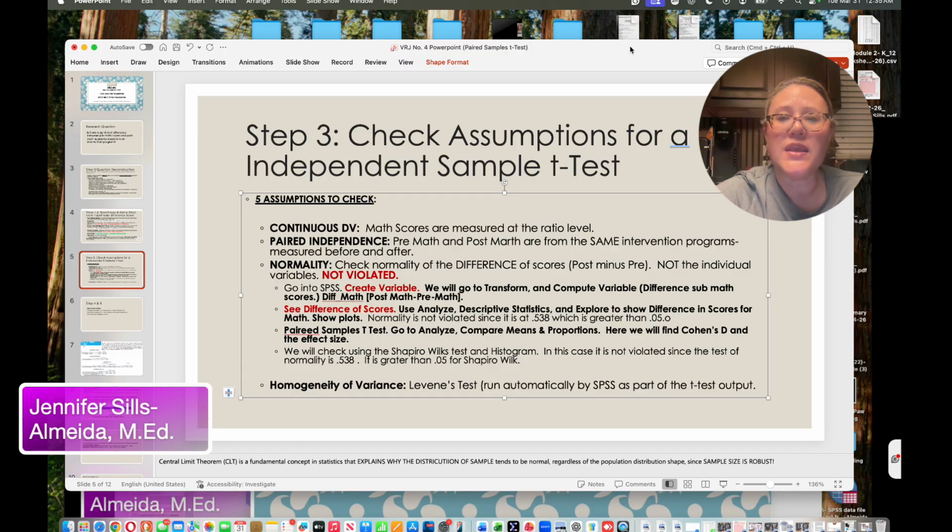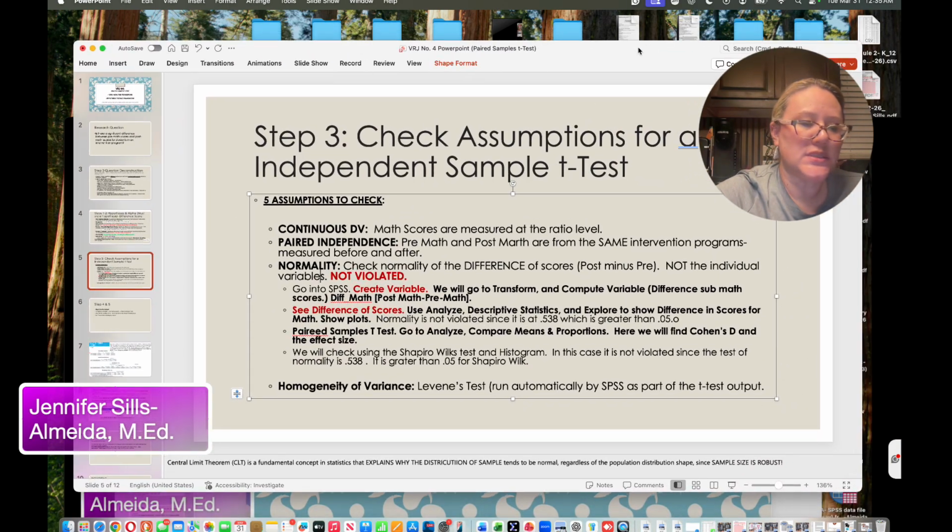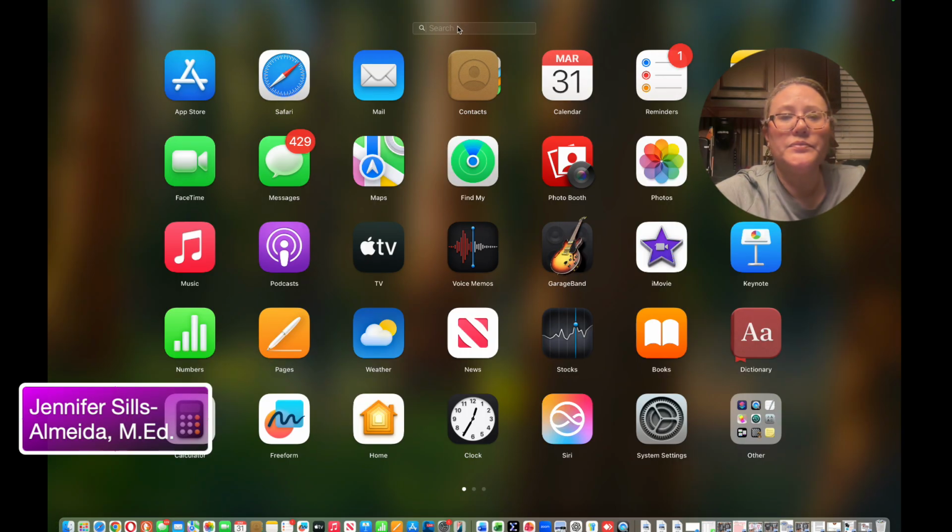I have the form right here. One moment. Okay.